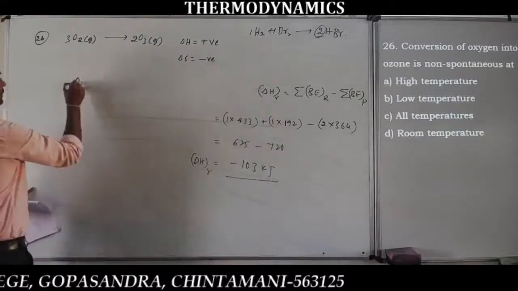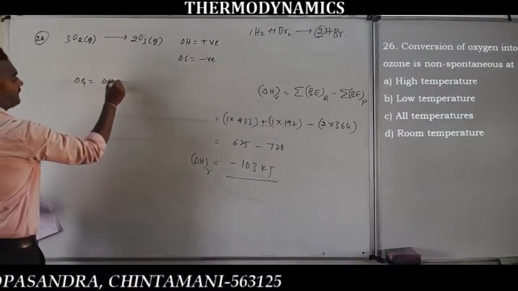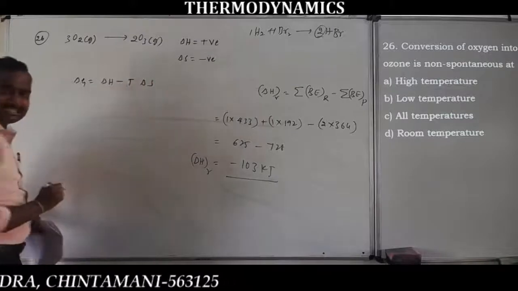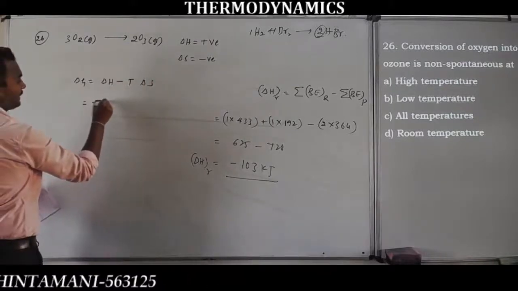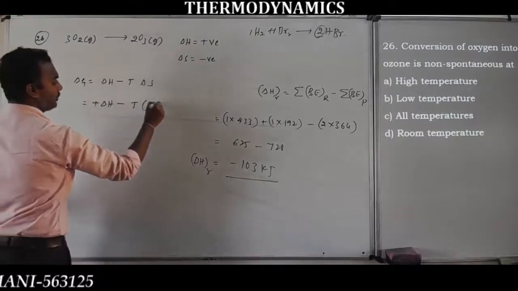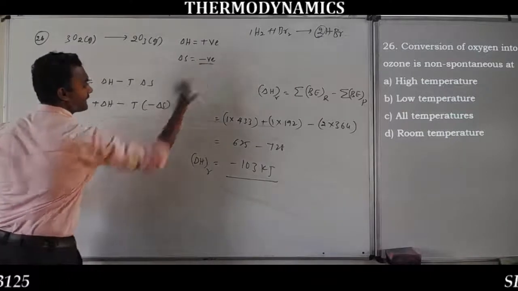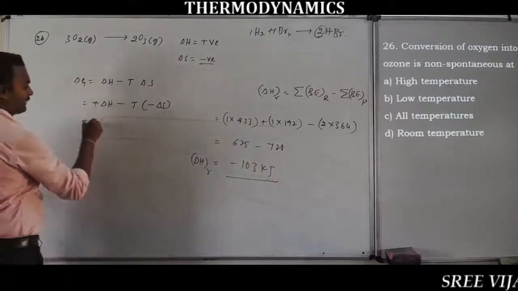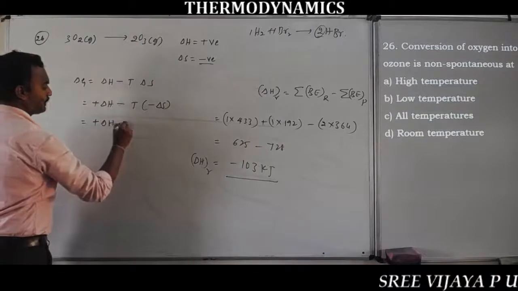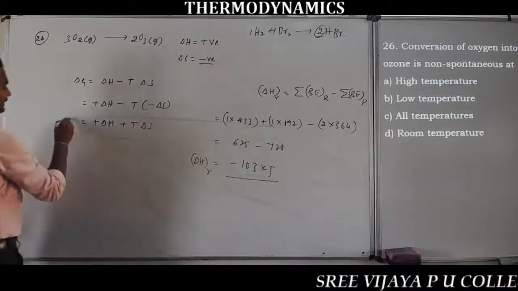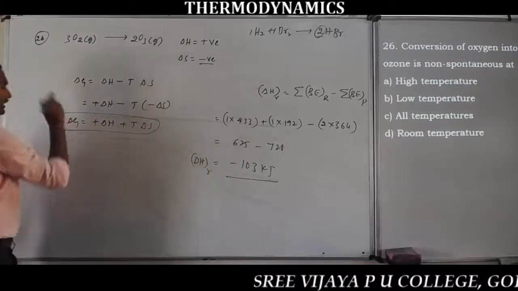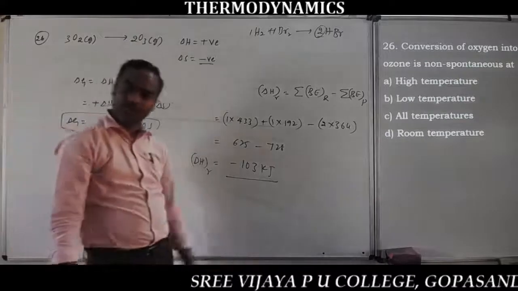So now delta G is equal to delta H minus T into delta S, that is plus delta H minus T into minus delta S. Again delta S is negative, that is equal to plus delta H minus into minus plus into T into delta S. That is the delta G equation for the formation of ozone from oxygen.